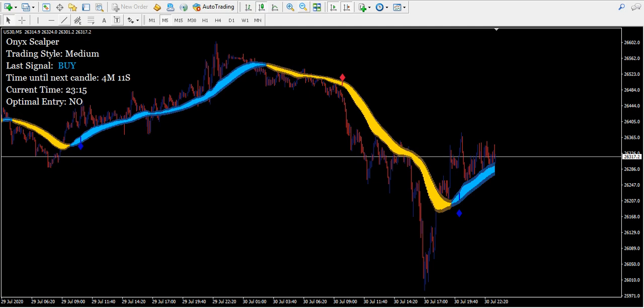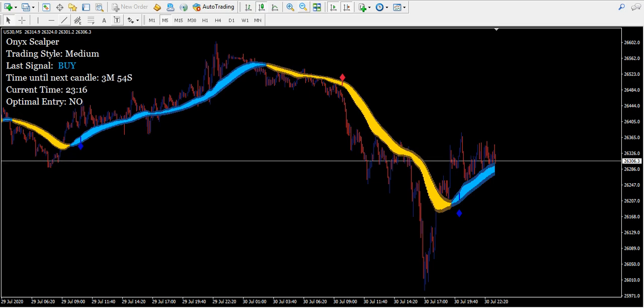Okay, so the strategy that we're looking at is called the Onyx Scalper. It's a scalping strategy which works on the 1-minute chart, 5-minute chart, 15-minute chart. Basically, you trade this to find the small movements, the micro movements, those daily movements. You can use this strategy to trade. You can day trade with it. You can trade every single day with it.